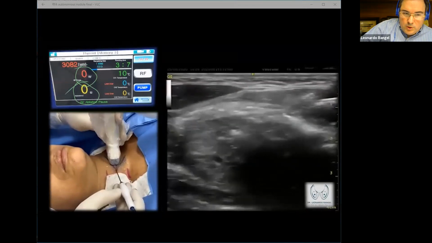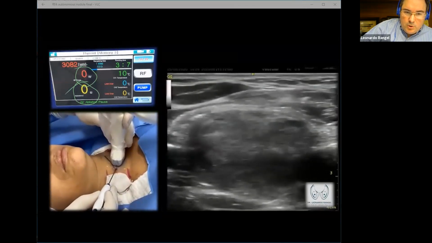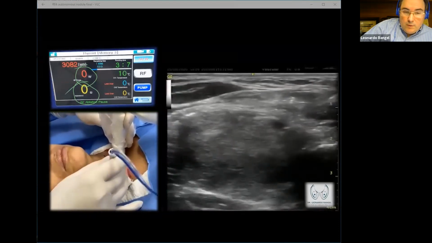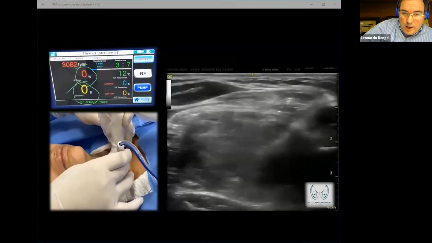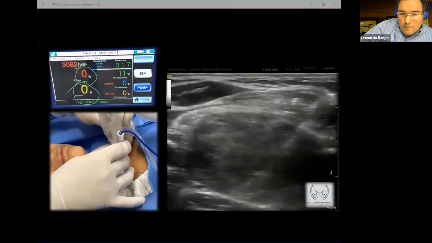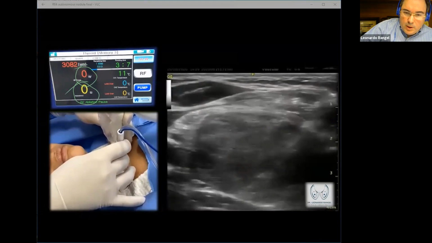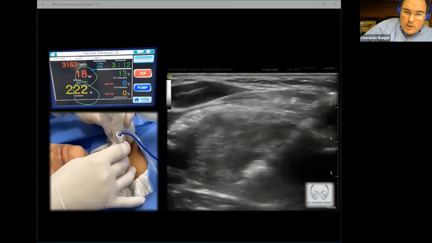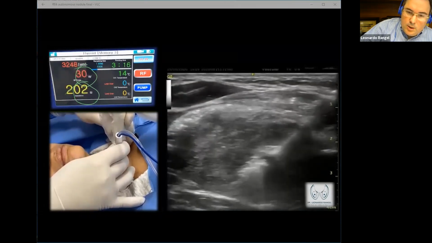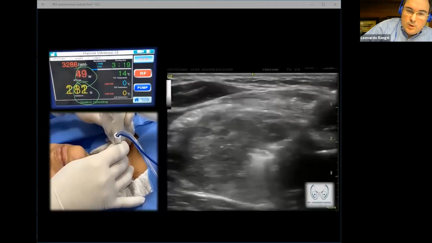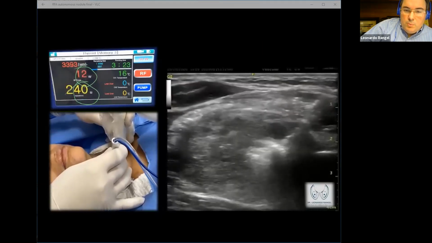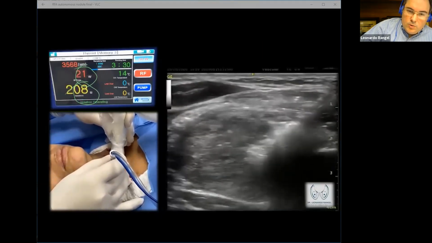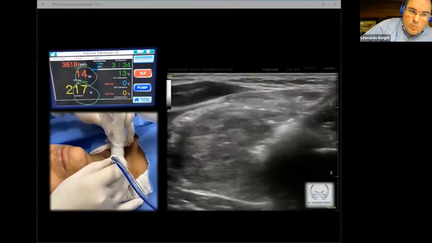Then after doing this section, we have to repeat the procedure in all other sections of the nodule, remembering that the area that we actually ablate is around 5 millimeters. So the larger the nodule, the more sections we will need to treat. We need to repeat it several times in larger nodules compared to smaller nodules.